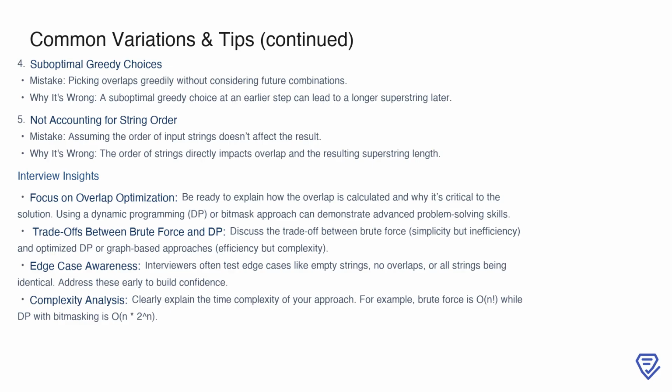It might be tempting to select overlaps based purely on immediate gains, but this can lead to a longer superstring down the line, as future combinations are not considered. Similarly, not accounting for the order of input strings can cause problems. The sequence in which strings are processed directly impacts the overlaps and the resulting superstring length, so it's crucial to evaluate different orders rather than assuming one is sufficient.